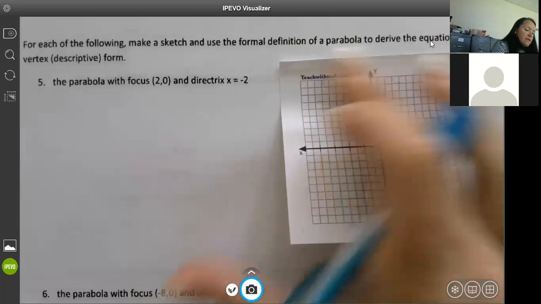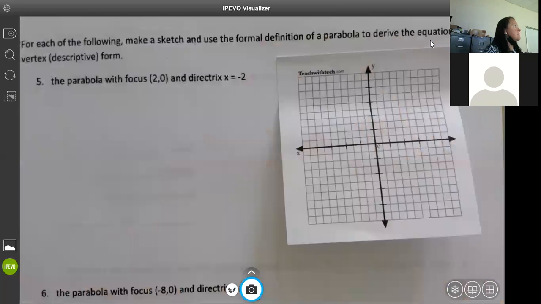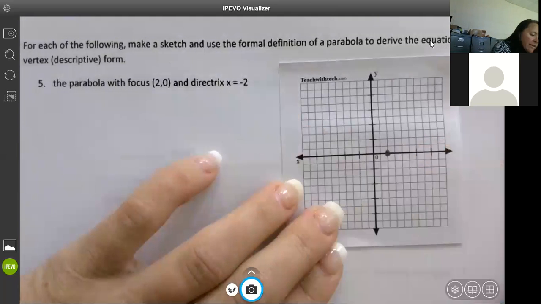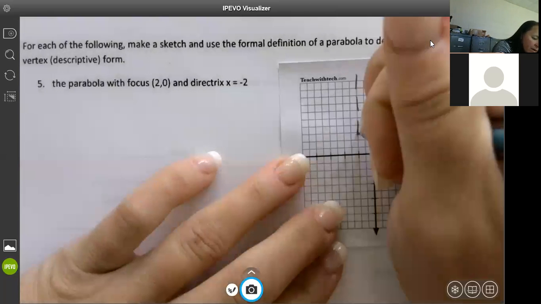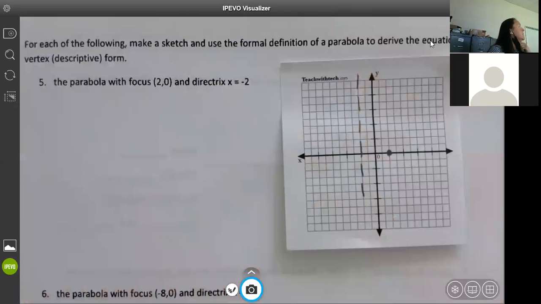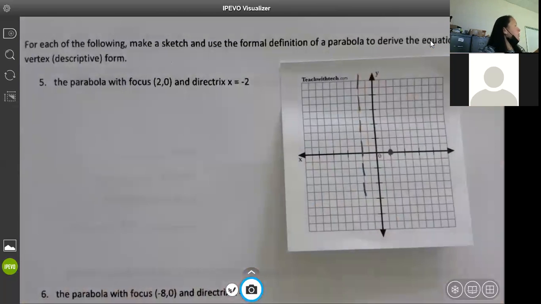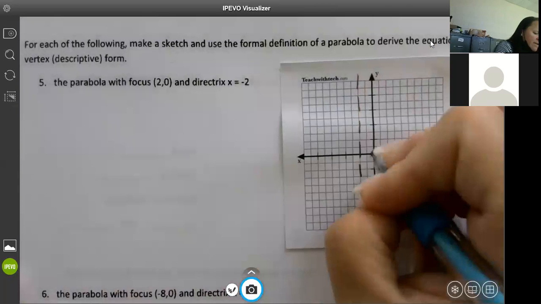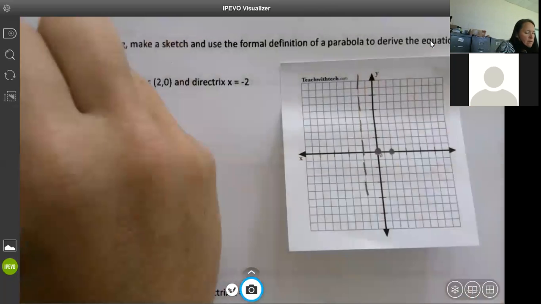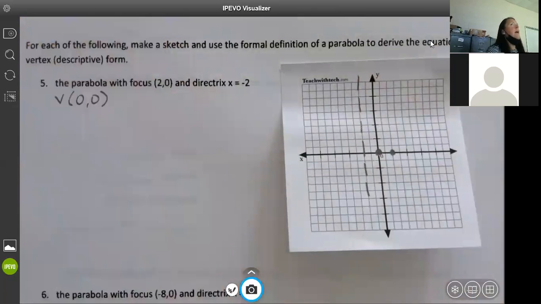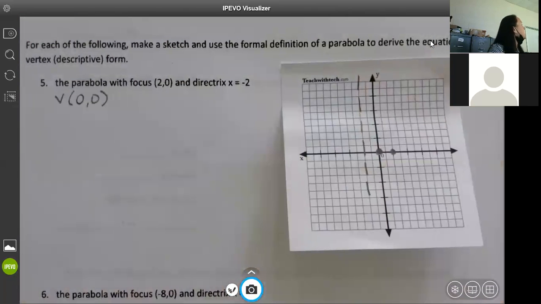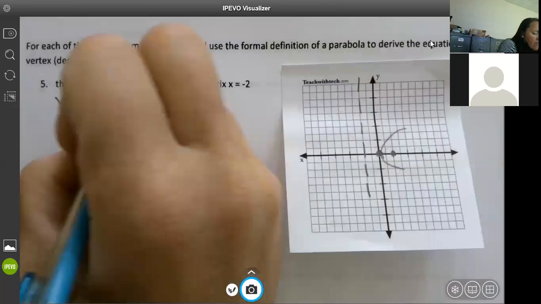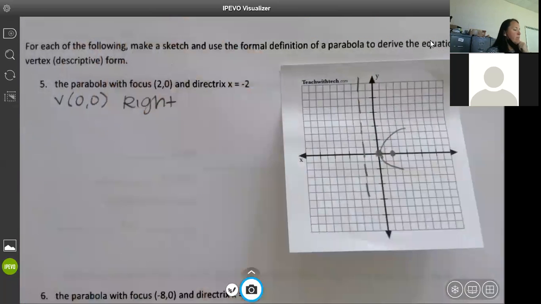So the reason I like to use this is because I can figure out where my vertex is, okay? So they give me my focus at 2, 0. They give me my directrix at x equals -2. Does everybody see that? So you can learn 2 things from this. You can learn the vertex. So where's the vertex? 0, 0, because it's halfway between. We did one of these a couple days ago. Okay, so your vertex is at 0, 0. And then one more thing you can learn from it is which way does it open? It's going to go this way. So it opens right. That means that a number has to be positive, okay?